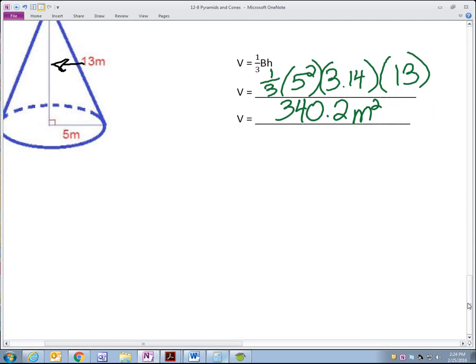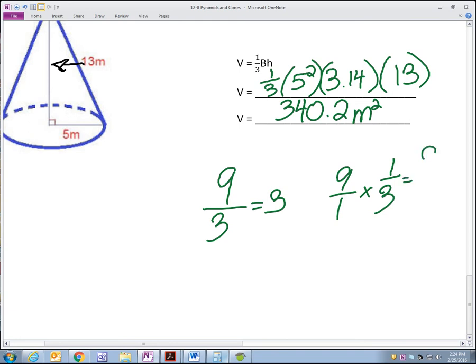Now, the reason that dividing by 3 works the same is because if I had 9 divided by 3, I would get 3. Also, if I had 9 times 1/3, that is going to be 3. So if you multiply by a fraction, it's the same thing as dividing by the whole number. It's multiplying by the reciprocal. Reciprocal is where the denominator and numerator flip.